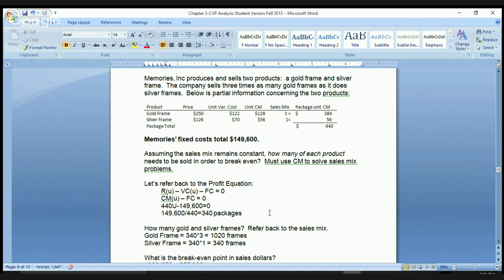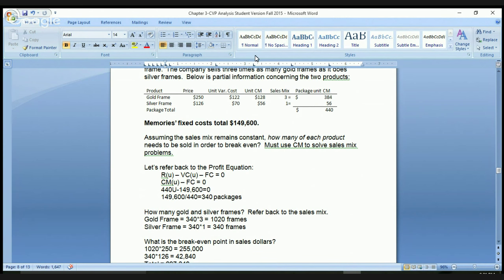So how many total frames is that? Well, then we have to refer back to the sales mix. Each package contains 3 gold frames and 1 silver frame. So I'm going to take the 340 times 3, I get 1,020 frames. And for silver frames, I take the 340 times 1, I'm going to sell 340 silver frames.